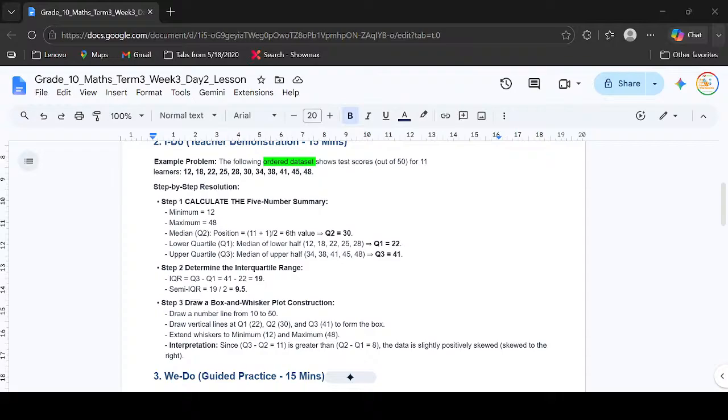Lowest to the high, maximum in the sky. Q2 is the median, cutting down the middle. But watch the total count, here comes the riddle.